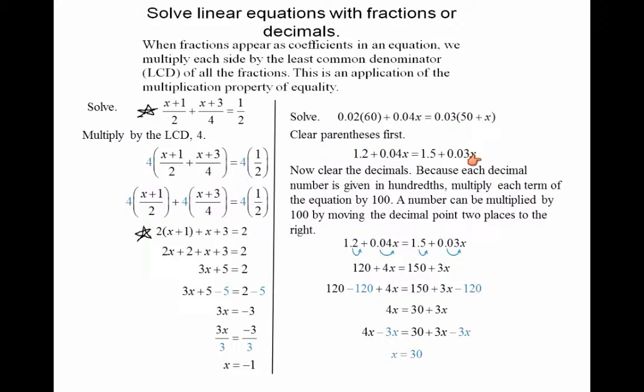So if I multiply each term by 100, the first number becomes 120. The second number becomes 4. The next number becomes 150. And the next number becomes 3x. Again, this equation here and this equation are identical, except this one is like a linear equation. No decimal in there, we can easily solve that. Then we can isolate the variable like I showed you and then solve for x.